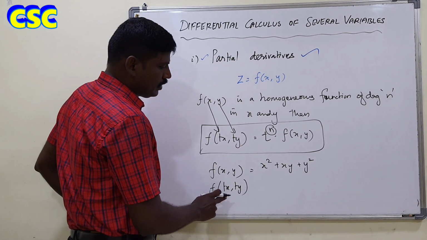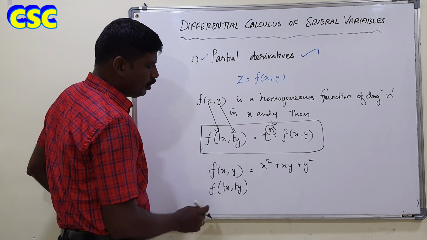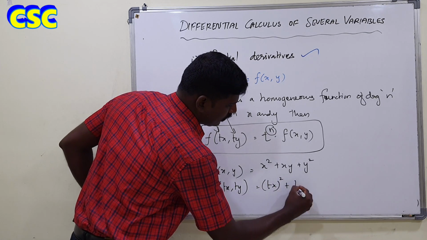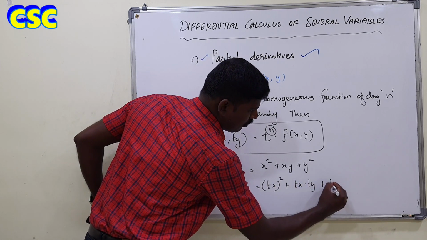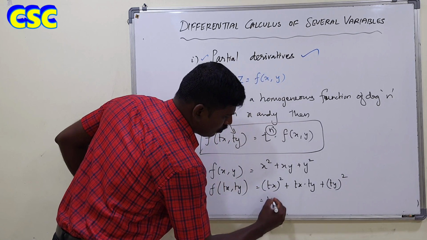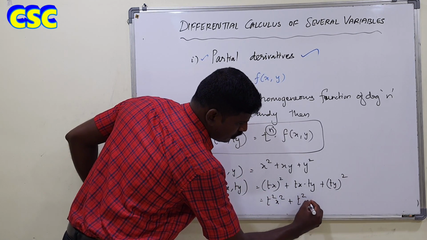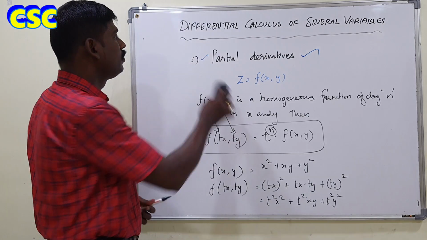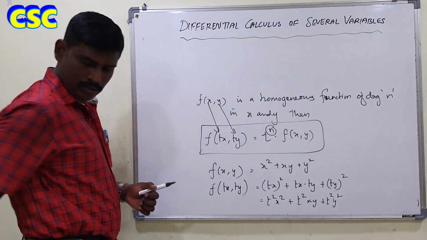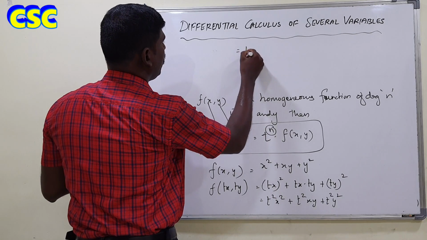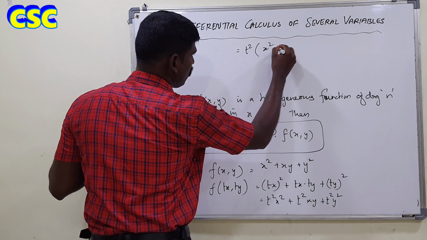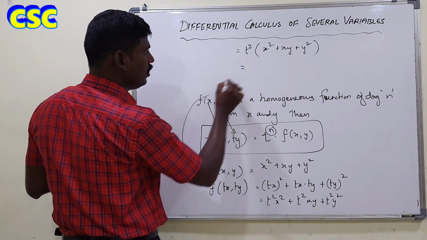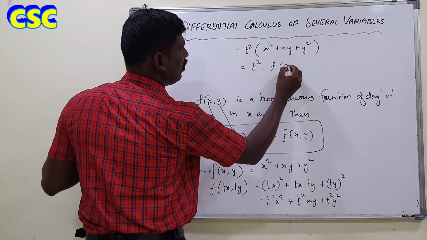f of tx comma ty, replacing x by tx and y by ty. That is equal to tx the whole square plus tx into ty plus ty the whole square. What you will get is t square x square plus t square into xy plus t square into y square. Taking t square as common from all the terms, you will get x square plus xy plus y square, which is the same as f of x comma y. So it is t square into f of x comma y.